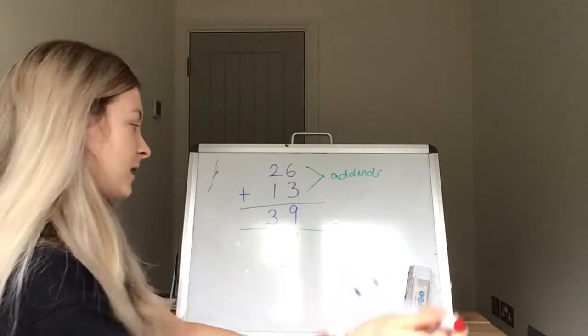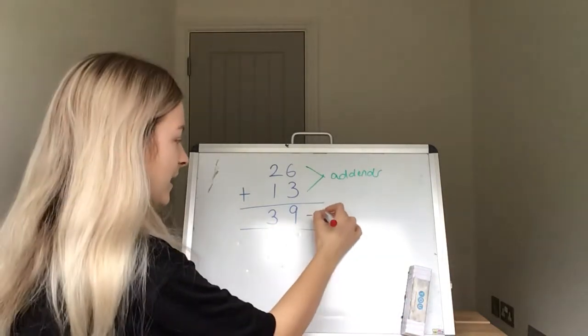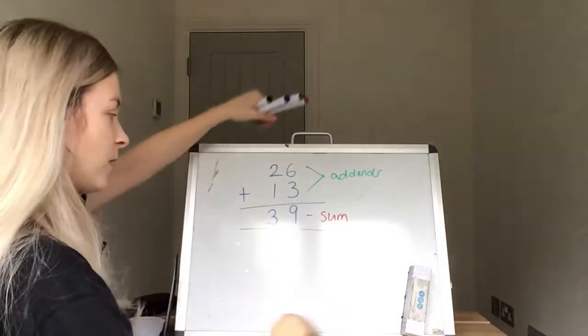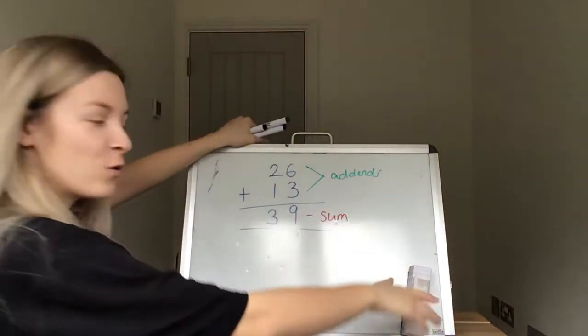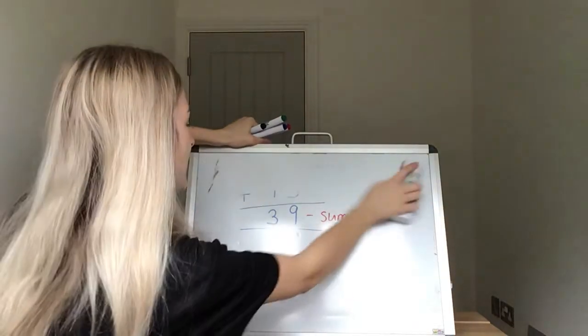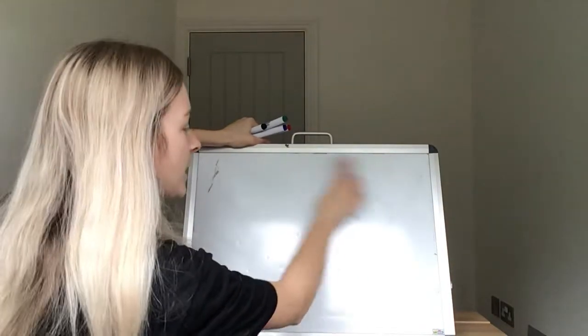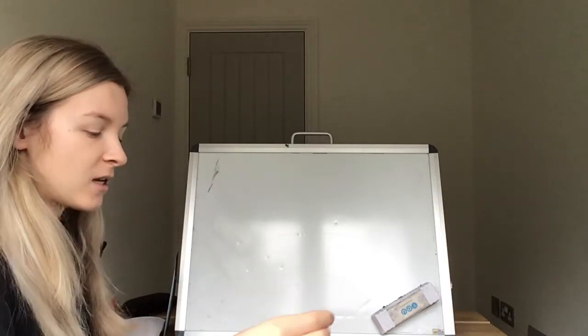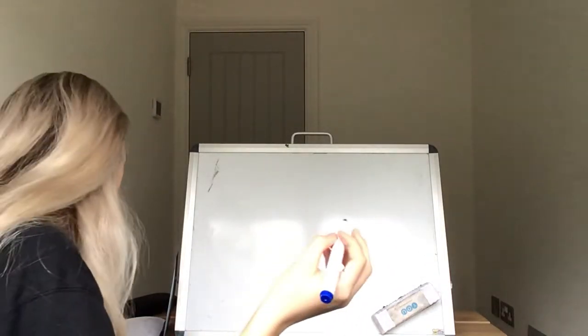And this 39 here is the sum. Okay, sum being the total. Right, I think I've done that to death. I'm sure you're all extremely confident in pointing out the addends and the sum. Now, going back to my example with the Deans, notice how I set it out.